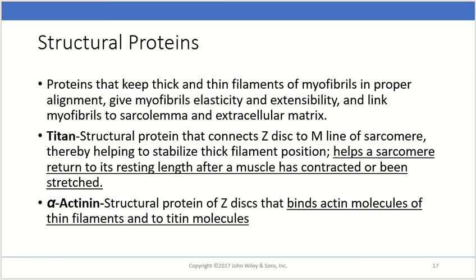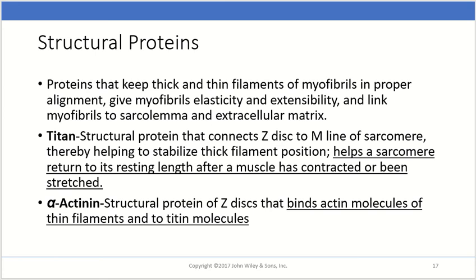So our first structural protein that we're going to discuss is called titin. This is a huge protein. I think this is actually the largest protein that we have in the human body. It's gigantic. If you ever meet a scientist that studies titin, you should feel bad for them, because it is a pain to study because it is so huge. Hence the name, titin. So this is going to be a structural protein that is going to connect Z discs to the M line of the sarcomere. And this is thereby going to help to stabilize the thick filament positions. So overall, it's going to help a sarcomere return to its resting length after a muscle has contracted or it's been stretched.